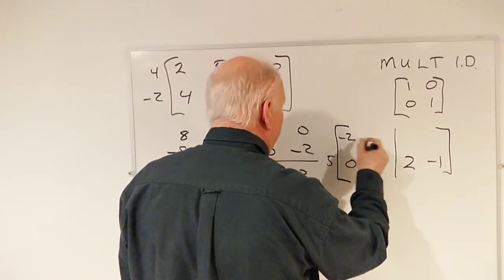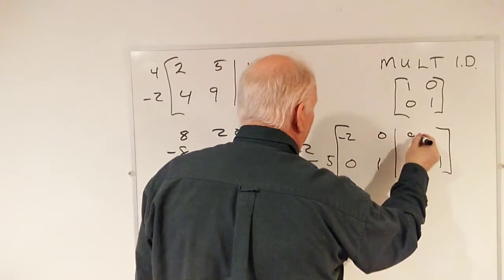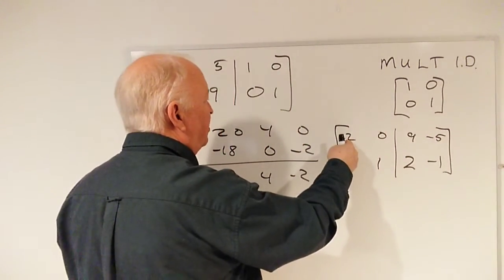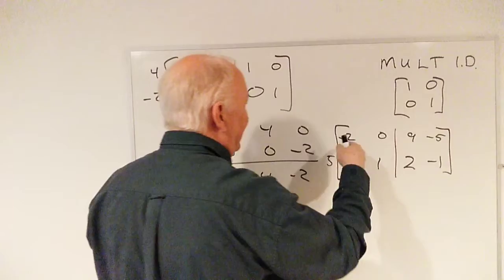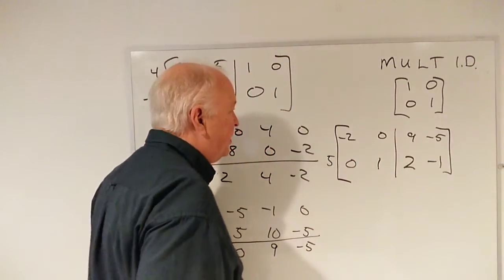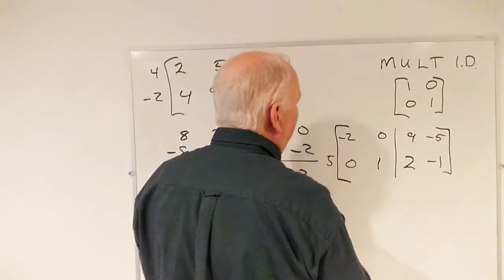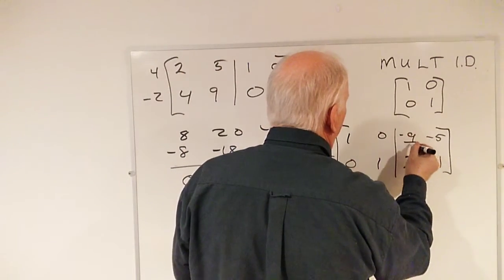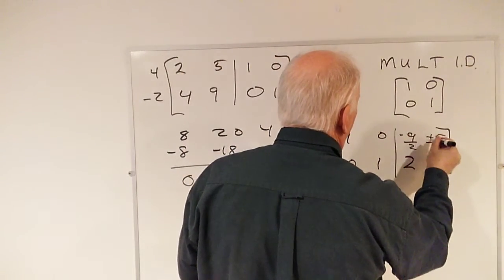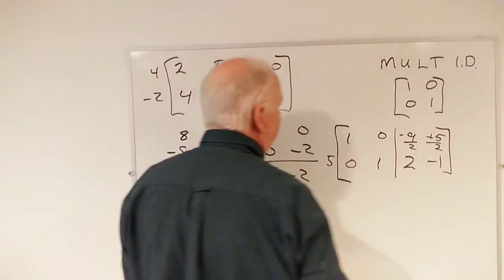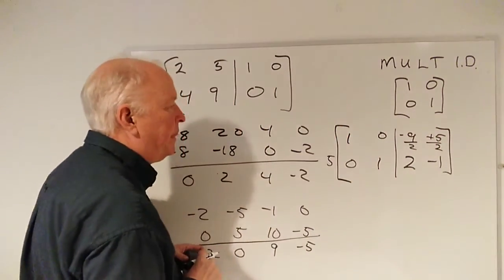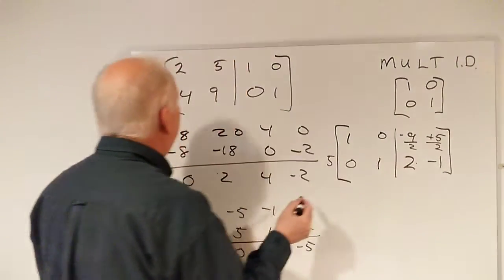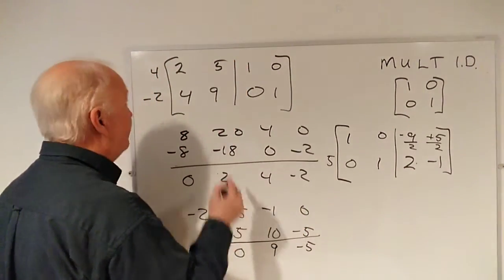-2, 0, 9, -5. Now, we want this to be a 1, so that means we have to divide that row by -2. So dividing this row by -2 will give me a 1. And this will be -9/2, and this will be +5/2. Okay? And that means that this is the inverse of what we started with.